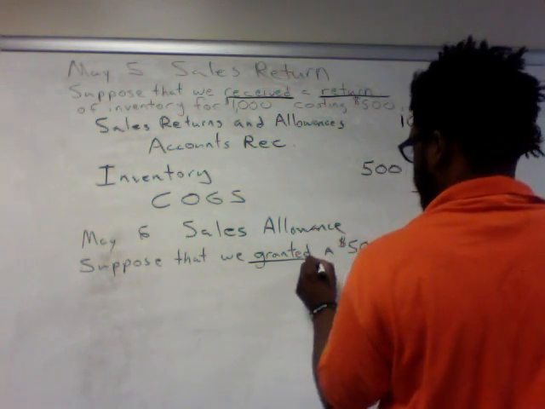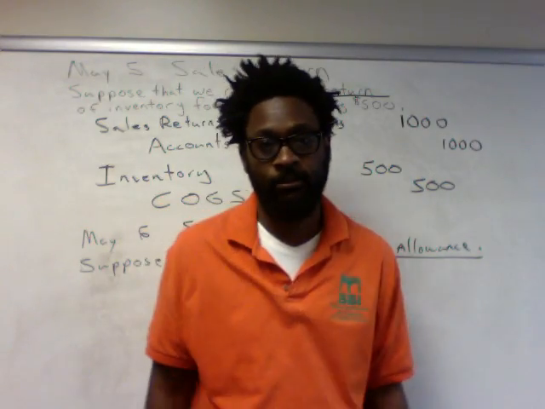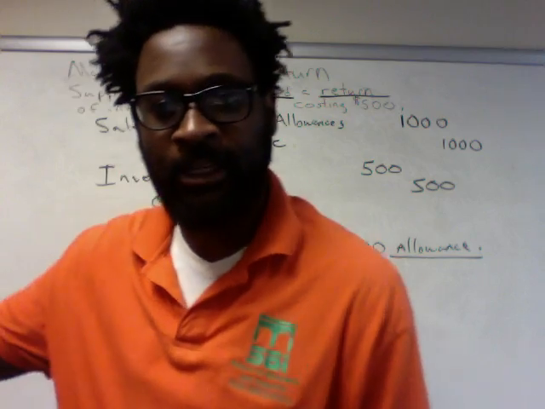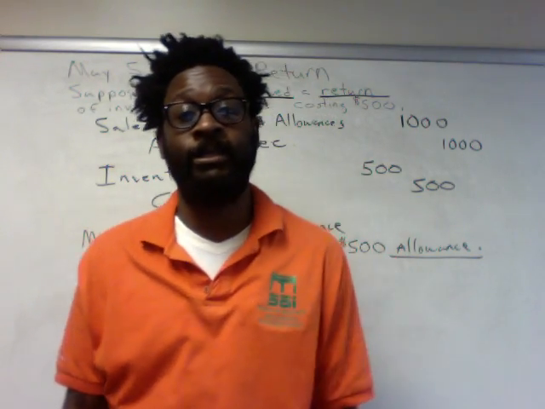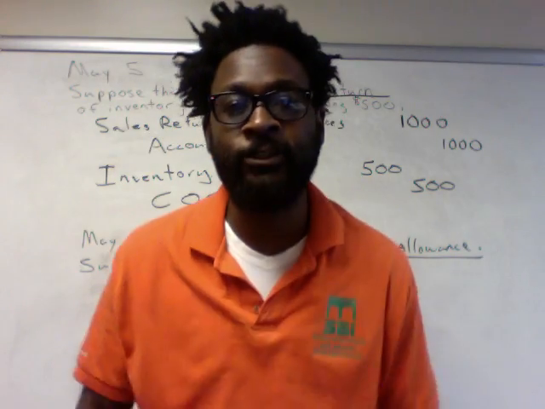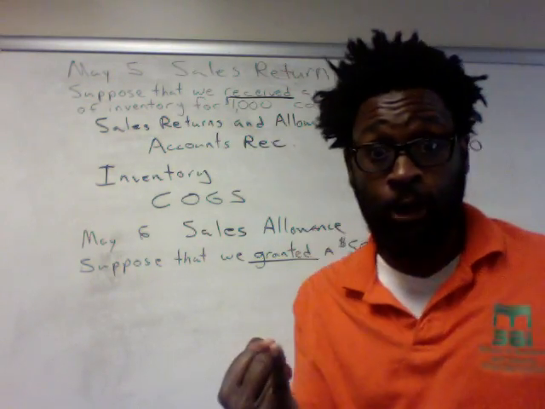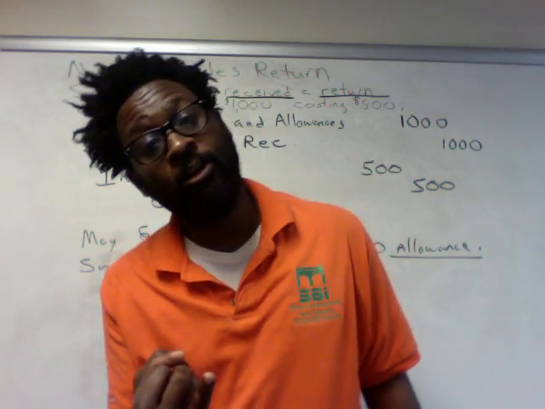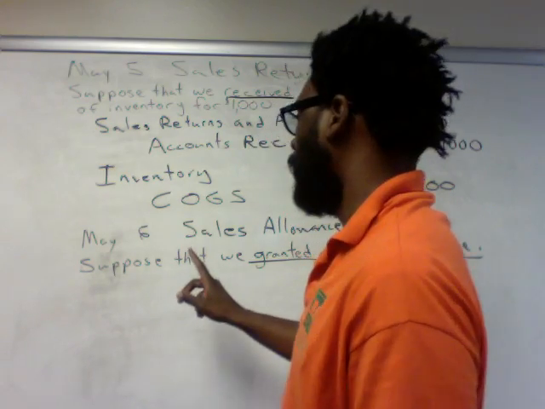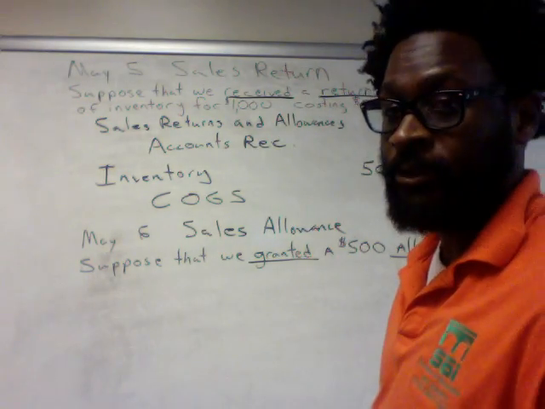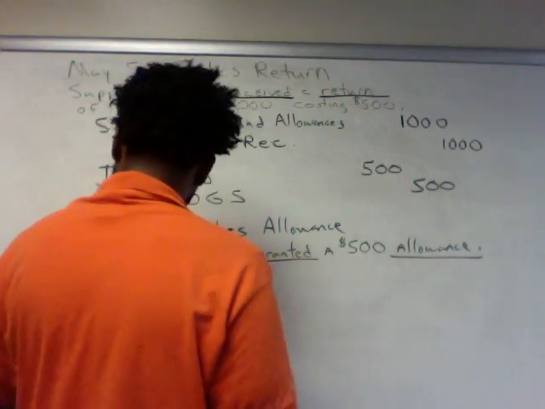What are the key words? Granted allowance. So who gave the allowance? We did, right? So how did us giving an allowance affect us? Now, will inventory be involved with this allowance? No. No inventory is involved because the purchaser still has it. So how will this affect us? It's going to lower our revenue, and it's going to lower the amount that's owed to us, our receivable. And so, again, we never touch revenue. We use the contra account. This is a contra account.